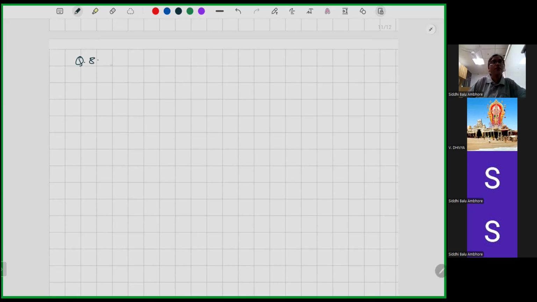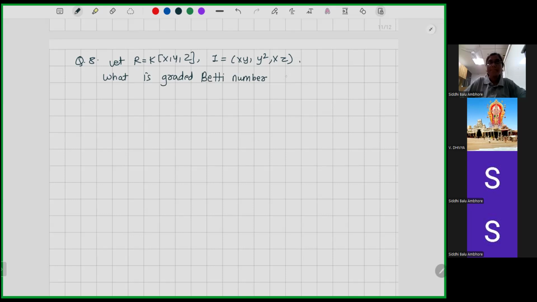Question 8: let R is equal to K[X, Y, Z], and I is the ideal (X, Y). I'm just using the example from last week. So what is the graded Betti number beta 2,4 of R mod I? This is the question. Okay. And so what is the Betti number?